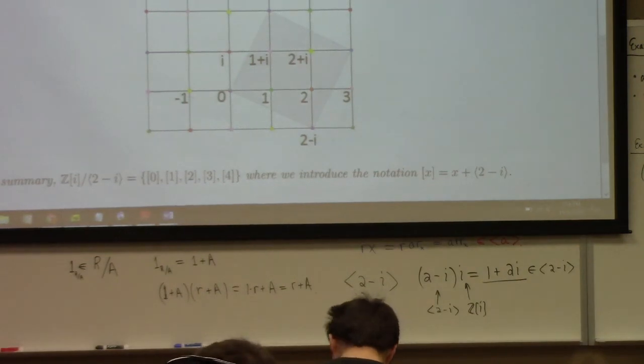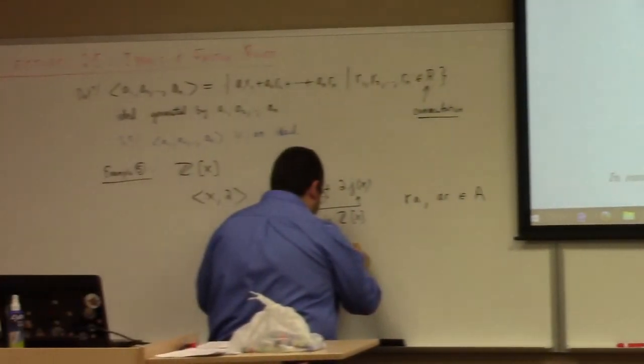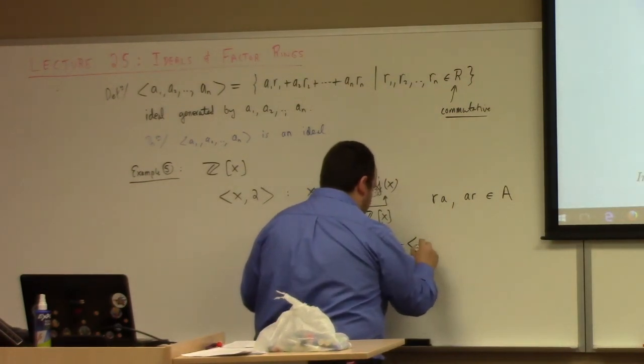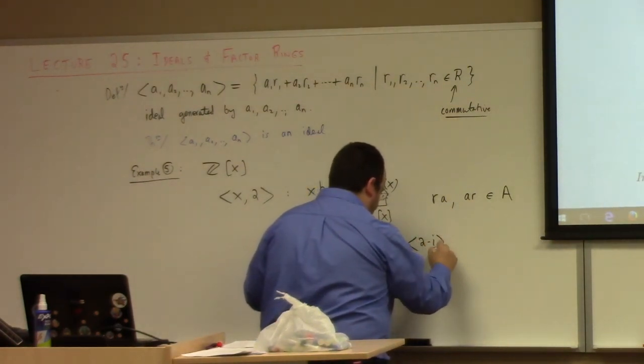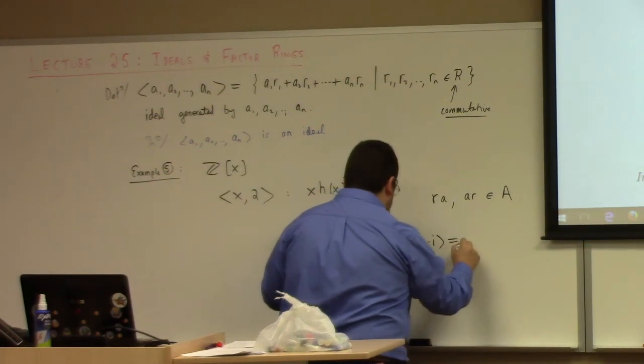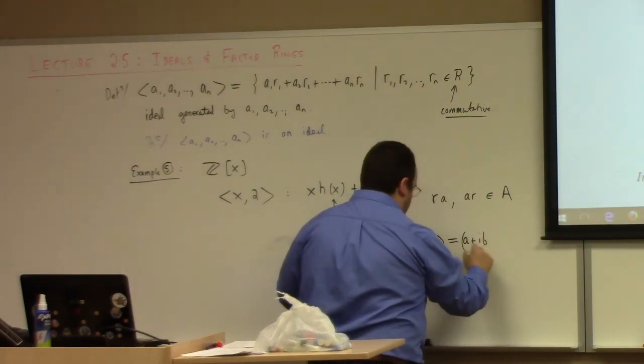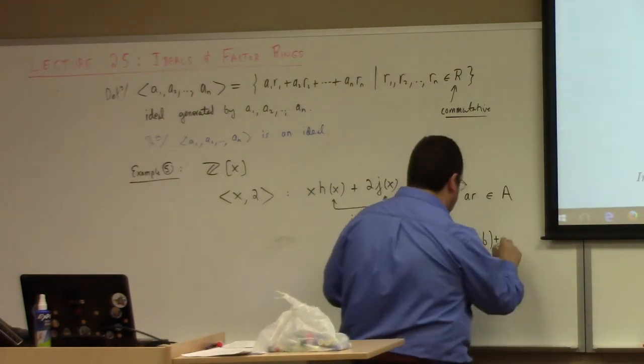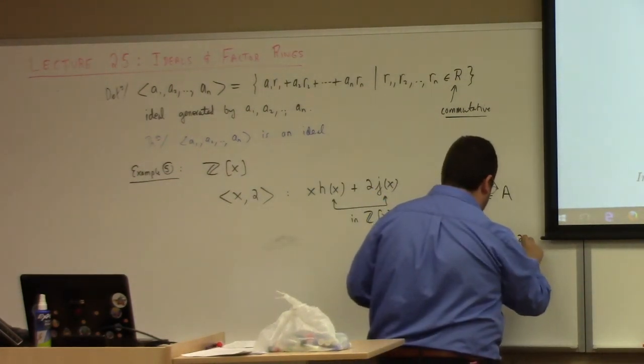If I have, let's say, a plus ib plus this coset, that is equal to a plus ib plus 1 plus 2i. Now, you could pick on anything you like.